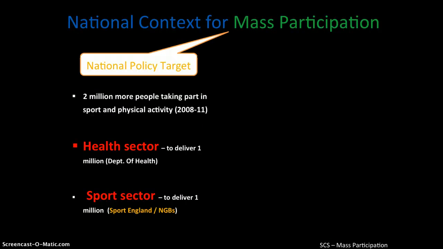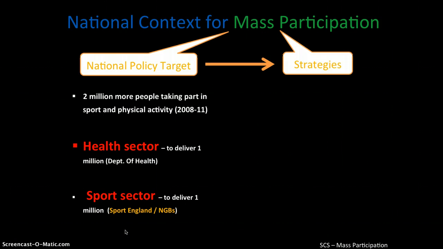So in terms of a national context, mass participation is a very important thing for the government, and they had set targets, I should say, for 2 million more people to be involved in sport and physical activity. Half of that, so 1 million, would be developed from the health sector, so the Department of Health, and 1 million of that would come from the sports sectors, so Sport England and all our national governing bodies.